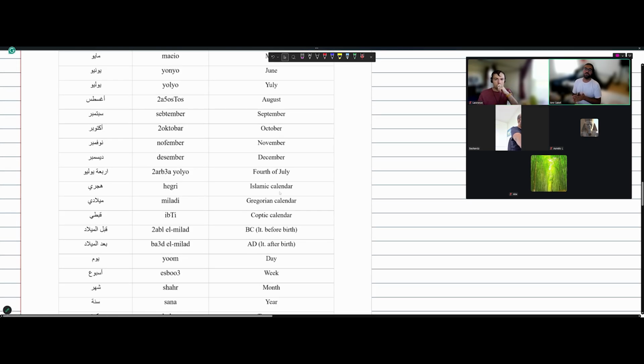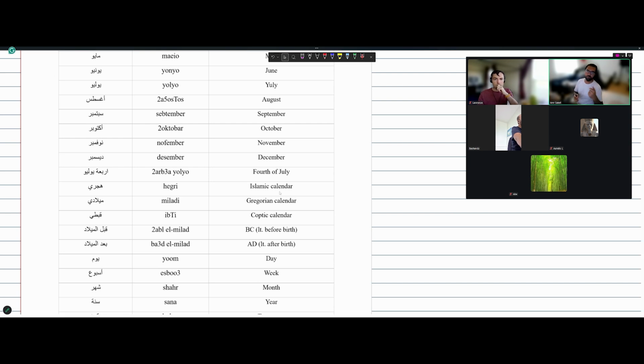Okay, so if you want to say which day in the month, a big day that's coming soon would be the 4th of July. That would be 4 يوليو. So 4 July, basically.